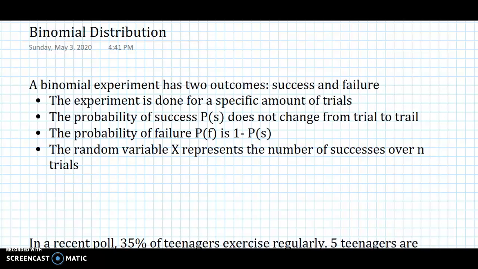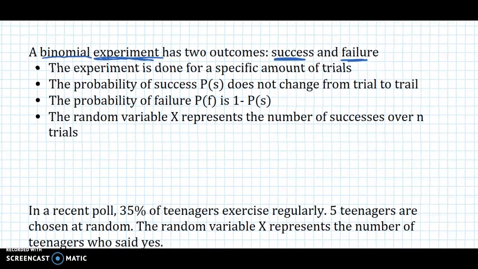A binomial experiment is an experiment or process or survey or whatever that has two outcomes, a success and a failure. The experiment is done for a specific number of trials. So maybe you're doing a survey and you're picking 5 random participants, or perhaps you are flipping a coin a specific number of times. The probability of success, which is often called P of S, does not change from trial to trial.